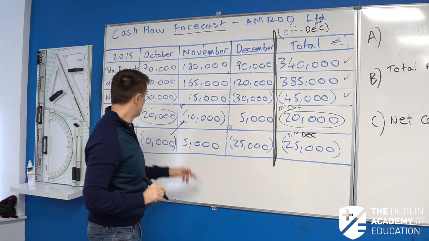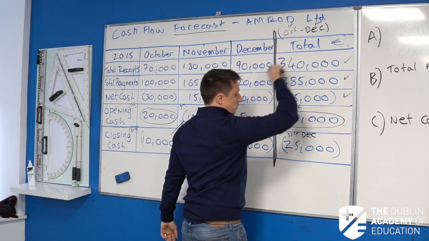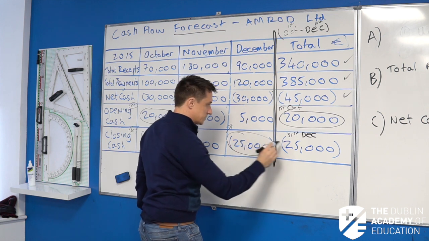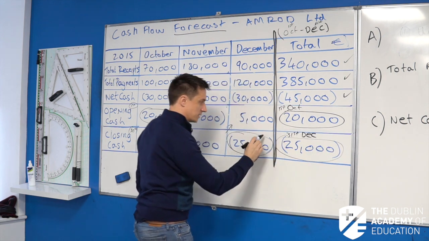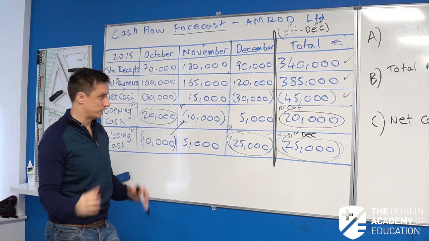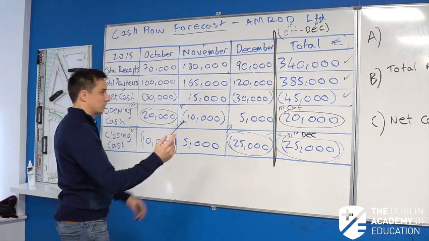Same thing here. If you look at the closing cash in December, because remember it's a summary of these three months, these two will always be the same as well. See the way it's negative 25,000, okay? So they'll always be the same. Once you have that, that's a good thing to understand.